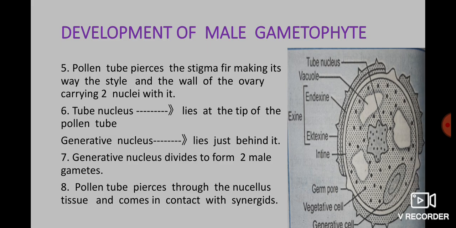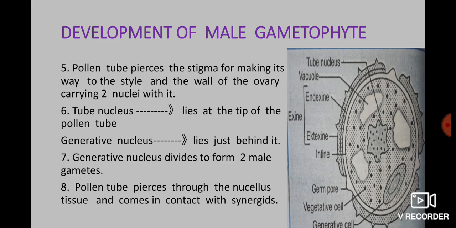Now the pollen tube pierces the stigma. Why does it pierce the stigma? Because it needs to make its way to the style and the wall of the ovary, carrying the two nuclei which were formed. The tube nucleus lies at the top of the pollen tube and the generative nucleus lies just behind it. First you will get the tube nucleus, then your generative nucleus. The generative nucleus then again divides to form two male gametes.